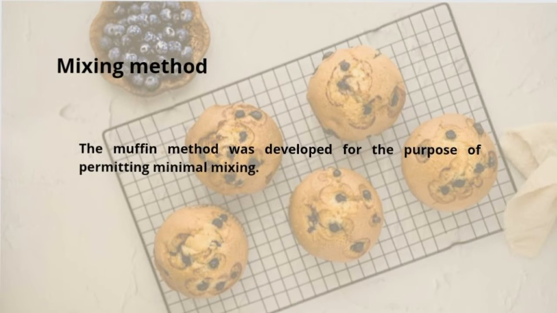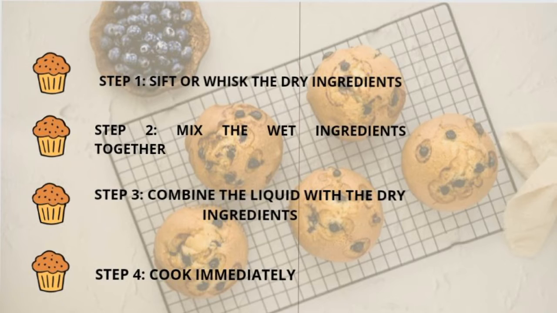Next is the mixing method. The muffin method was developed for the purpose of permitting minimal mixing. So these are the steps. Step 1. Sift or whisk the dry ingredients. Step 2. Mix the wet ingredients together. Step 3. Combine the liquid with the dry ingredients. And the last, step 4.